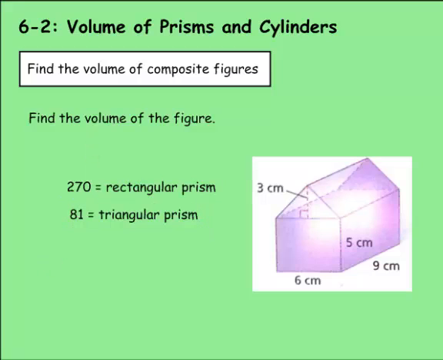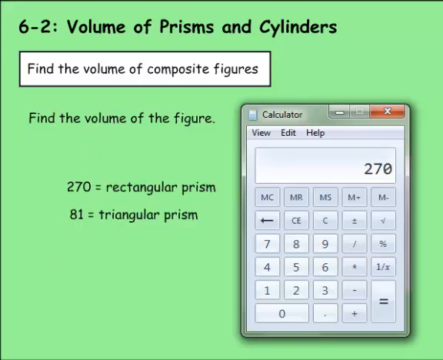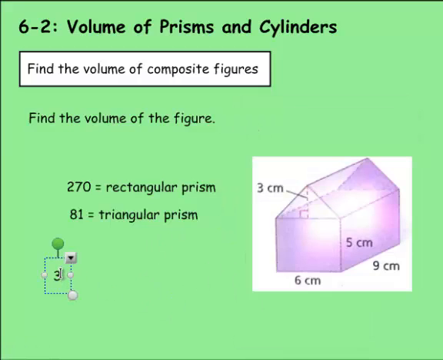If we add these together, 270 plus 81, that would be 351. And we're going to call this centimeters cubed. So if you treat these as separate shapes, find the volume separately and add them together, it makes it a whole lot easier, and you don't need to be so intimidated by these.